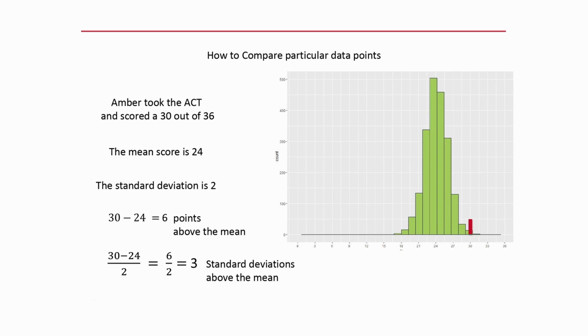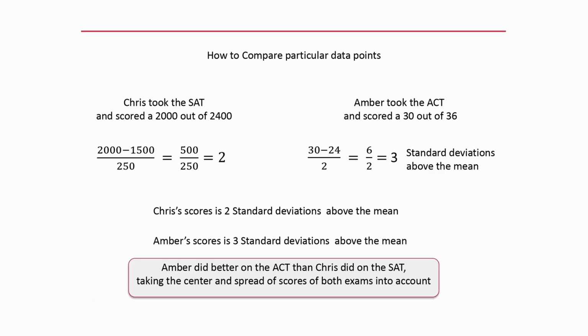And as you can see in the histogram, that's not only really good, that is exceptionally good. There is hardly anybody above 3 standard deviations above the mean. So these two numbers that we just calculated for Chris and Amber, we can compare directly because they have the same units. They are how many standard deviations above the mean they are. And Amber is further above the mean than Chris is. So although Chris did very good, and I would be happy to have Chris's score, Amber did better.